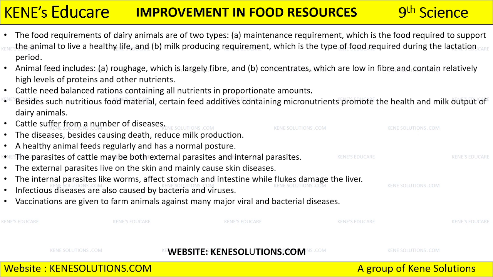And second is the milk producing requirement, which is the type of food required during the lactation period, which is going to increase the quantity of milk production, right? So animal feed includes roughage, that is fiber, and concentrates, which are low in fiber and contain relatively high levels of proteins and other nutrients, because animals also require roughage, which helps them in digestion, and they need proteins and other nutrients as well, like us.